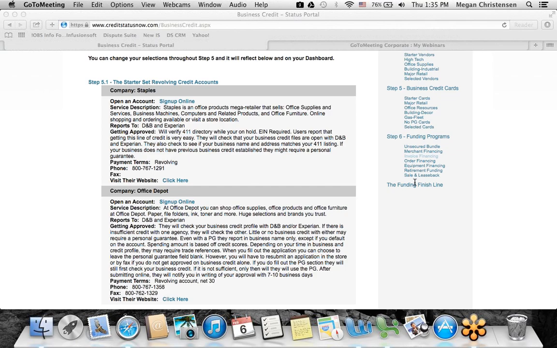But I'm seeing more and more trade accounts and vendor accounts, credit accounts getting set up to report because it's in their best interest to report that information, especially since they are now using it more and more as an underwriting process.